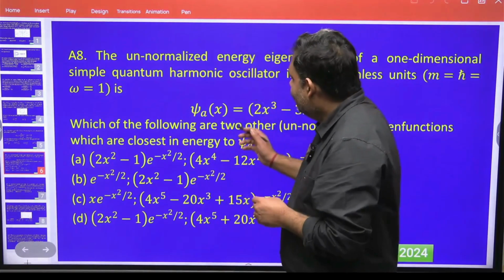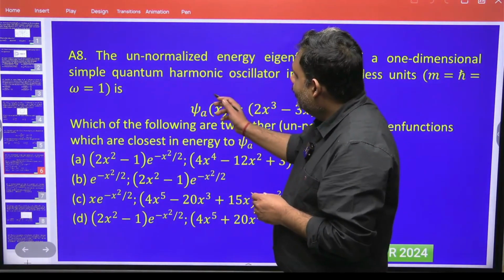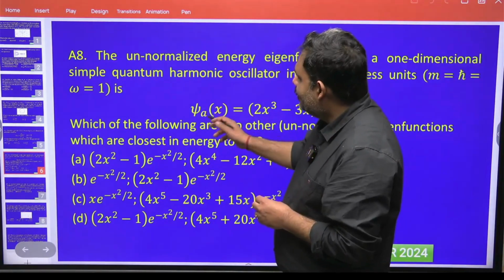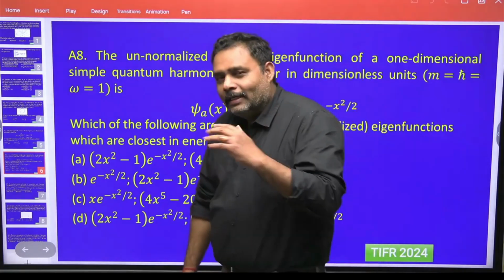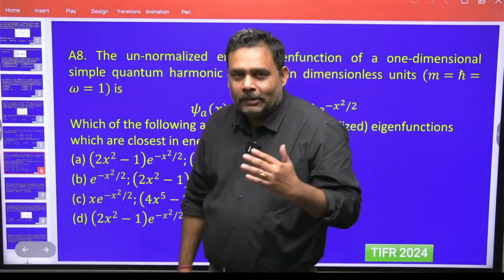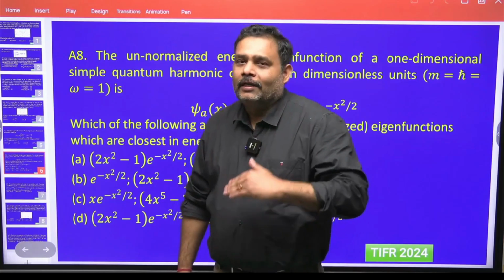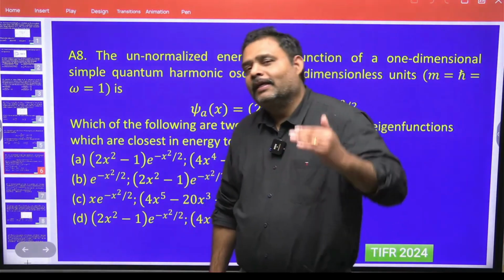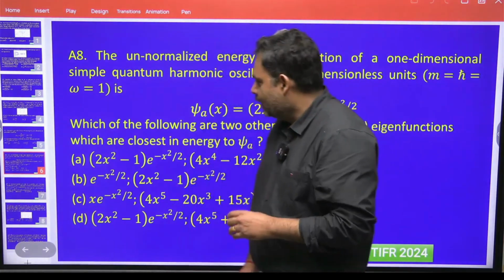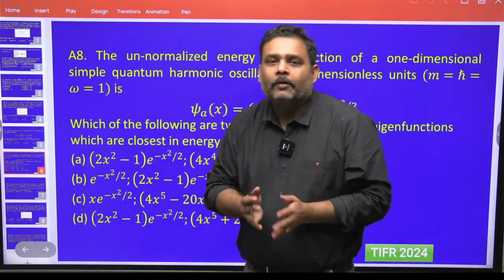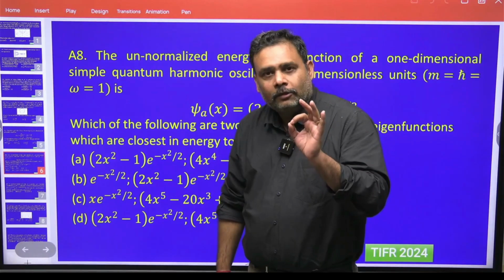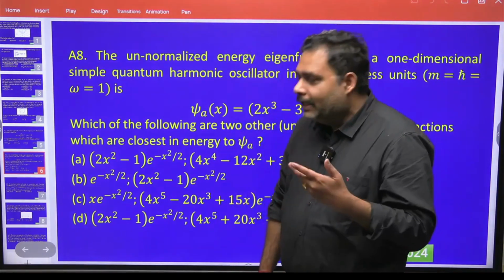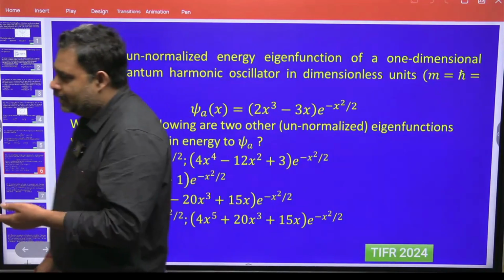And you can see they have given a very nice notation, psi a, which means it is antisymmetric. If you see all the wave functions of the harmonic oscillator, the ground state is symmetric, the first excited state is antisymmetric, and after that you have symmetric and antisymmetric alternately, because this harmonic oscillator is symmetric about x is equal to 0 and parity is going to be conserved. So there is no need to solve this one. You have to just see.